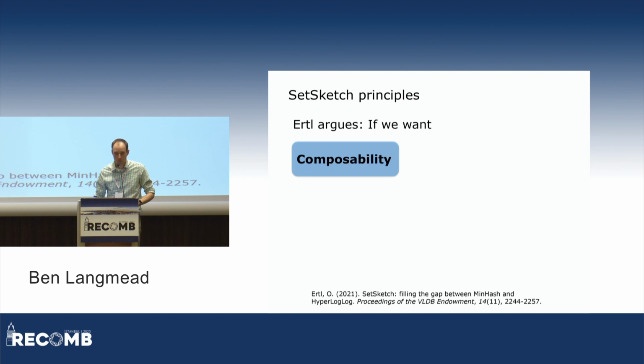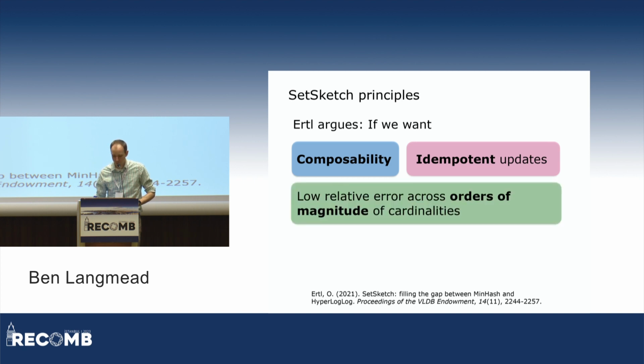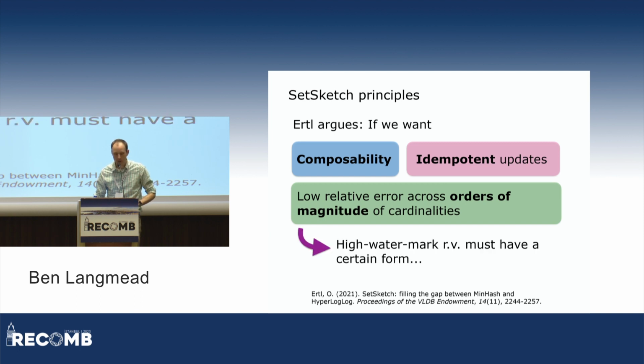He says, if we want composability of sketches, something we often want, in other words, we want to be able to combine two sketches and have essentially the sketch of the union of the two data sets. If we want idempotent updates, a nice thing to have. It's not strictly necessary, but it's a nice thing for sketches to have. And low relative error across orders of magnitude of cardinalities, not just up to some limit, then the high watermark random variable should have a certain form.